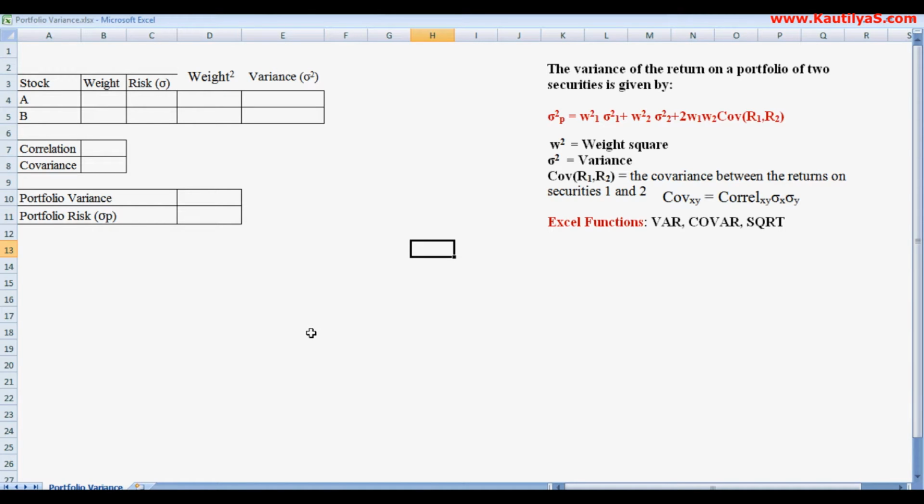So first of all, we see what is a portfolio variance, and portfolio variance is calculated using the equation: variance of portfolio equals weight square of security 1 times variance of security 1 plus weight square of security 2 times variance of security 2 plus 2 into weight of 1, weight of 2, and covariance of security 1, security 2.